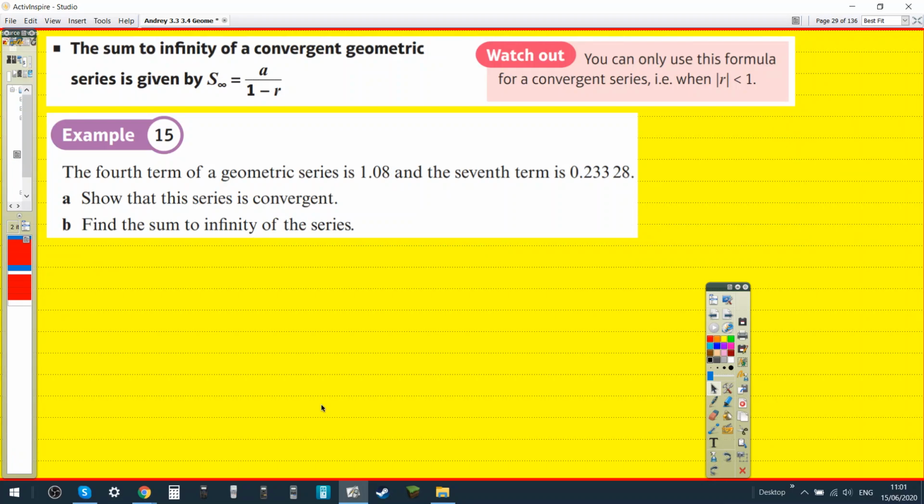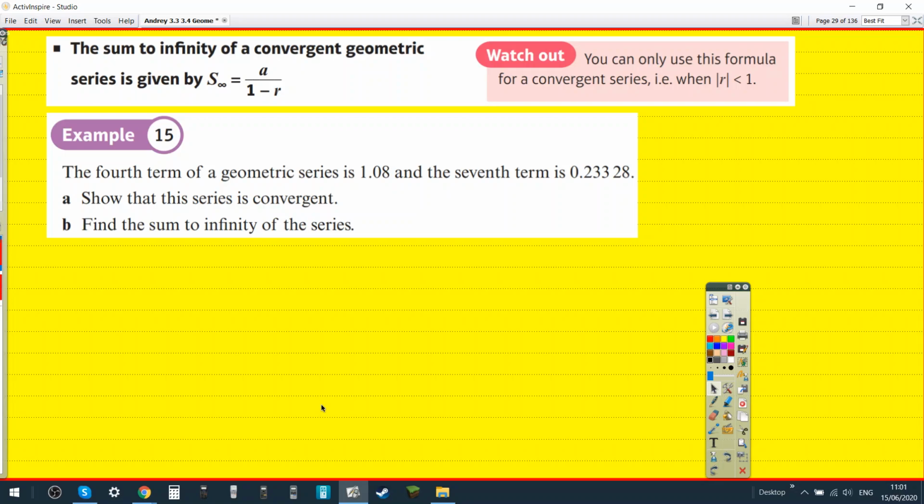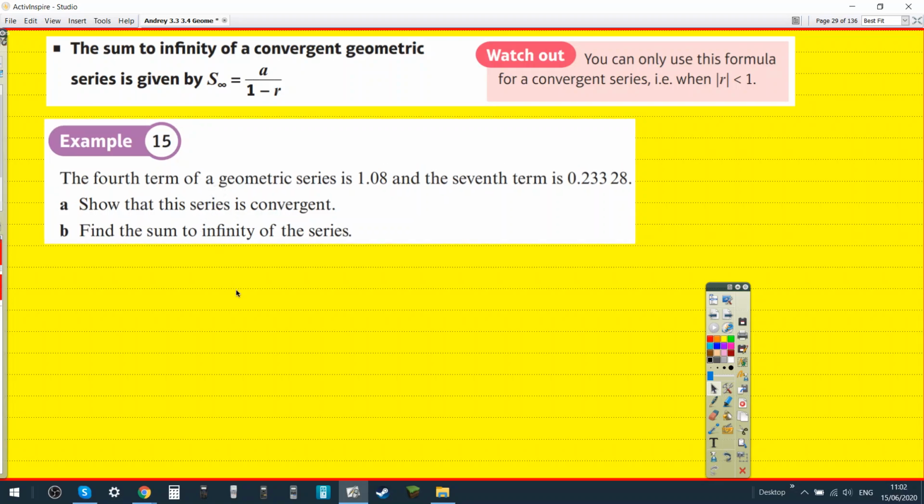If the fourth term is 1.08, would I need to put like two gaps next to it and then put the 0.23328 there as well? Yeah, you could do that. Sorry, my pen's a bit weird. There we go. So 1.08. That's the fourth, fifth, sixth, and then seventh. Okay.